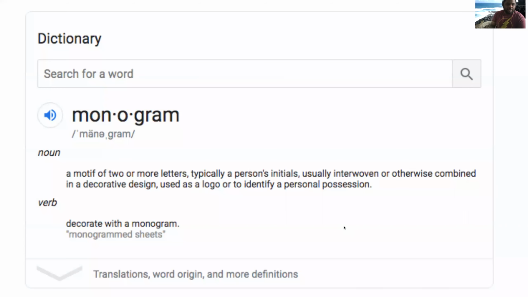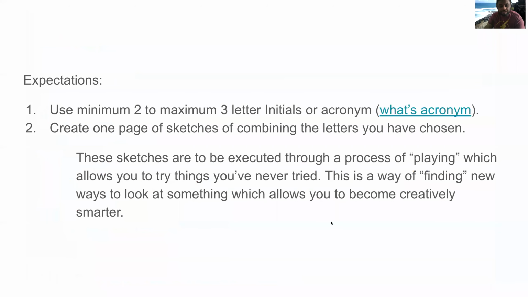So what is a monogram? A monogram is a motif of two or more letters, typically a person's initials, usually interwoven or otherwise combined in a decorative design, used as a logo or to identify a person's possessions. So basically, it's just being creative with letters. You could think of things like graffiti and other things that are creative. With this, it's just simpler because most of the time it's used as a logo. So you're basically using your initials or a combination of letters.